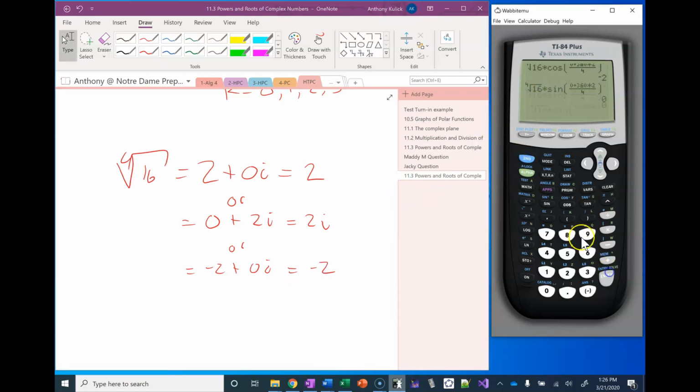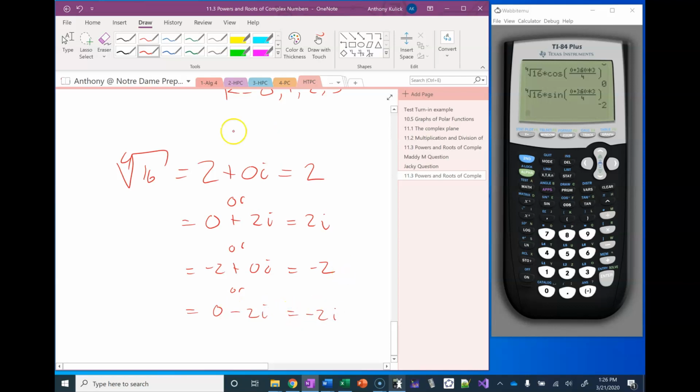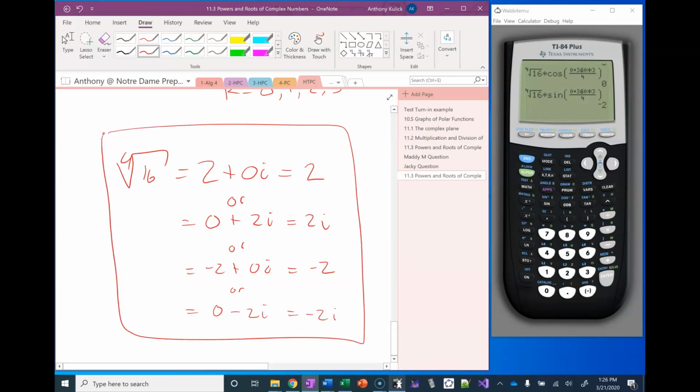And then my last one, so press second and enter twice to get my cosine to come back up, and then I'll change that 2 to a 3. You get 0, press second and enter, and then go change that cosine to a sine. Press enter, gives me -2. So my 4 solutions then are those. And that's kind of all there is to it. We're just using those formulas each time. Shouldn't be too bad.